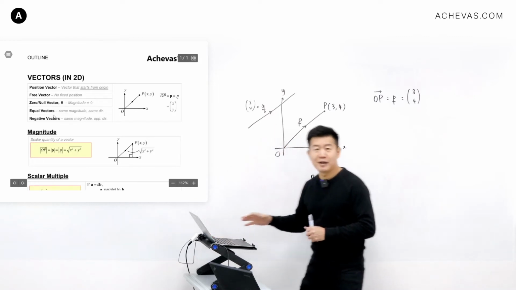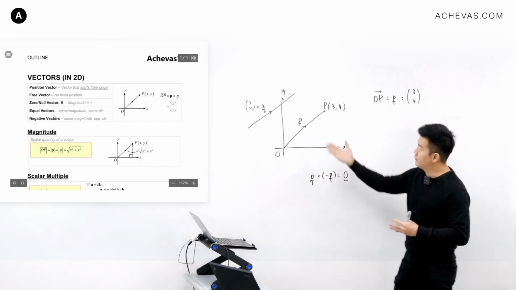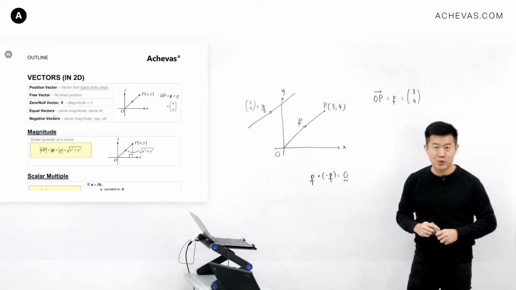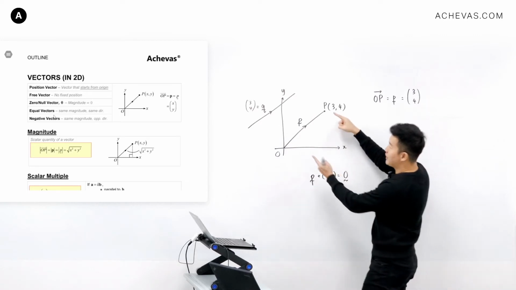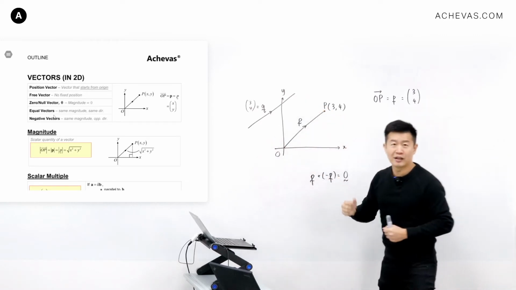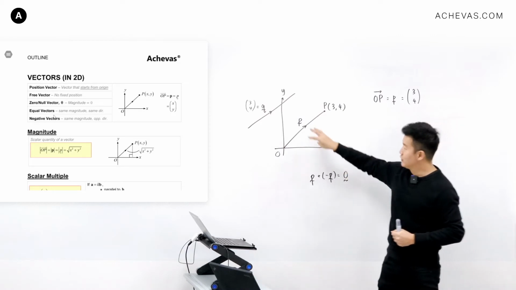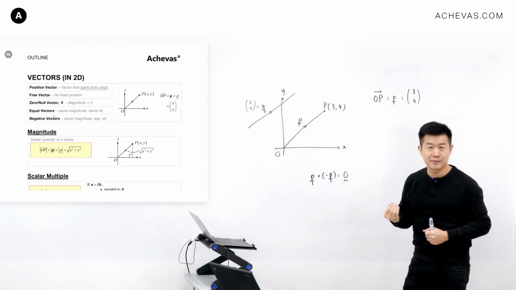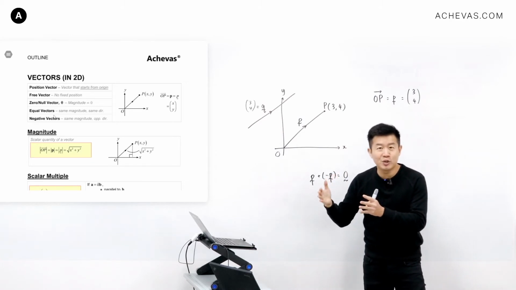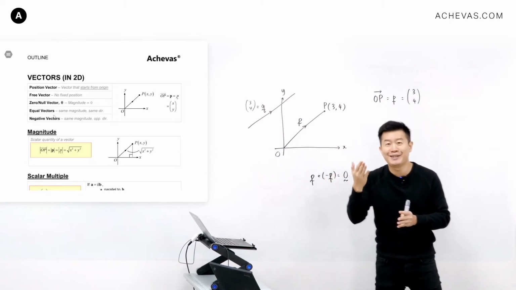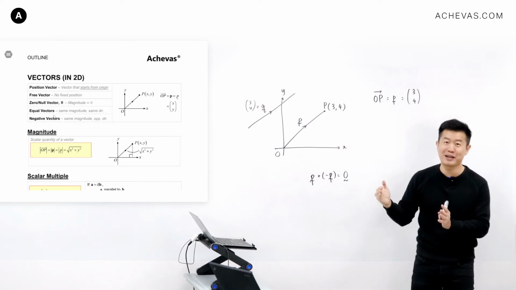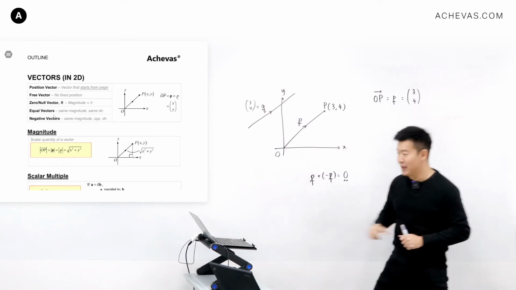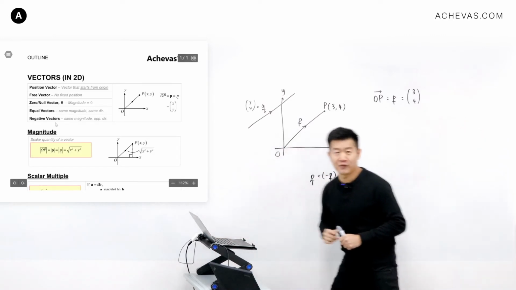And at the same time, there's this thing called equal vectors. Like for example, p and q, they are equal vectors when they share the same magnitude and they share the same direction. So this is (3, 4), this is (3, 4). They are equal vectors. If they can share the same magnitude and the same direction, it is also possible for them to share the same magnitude and opposite direction, and that will be negative vectors.